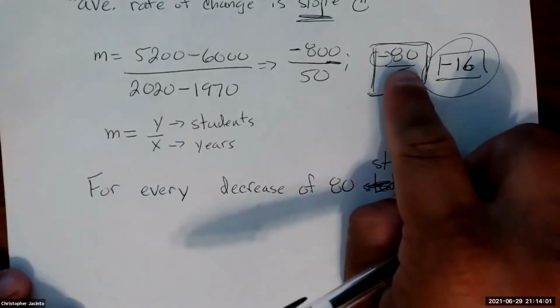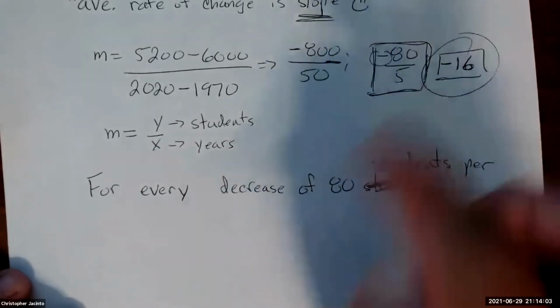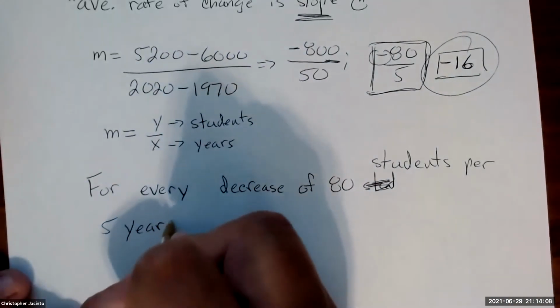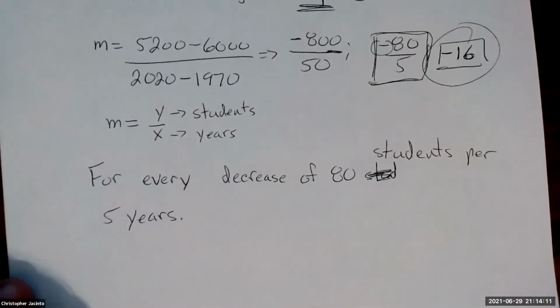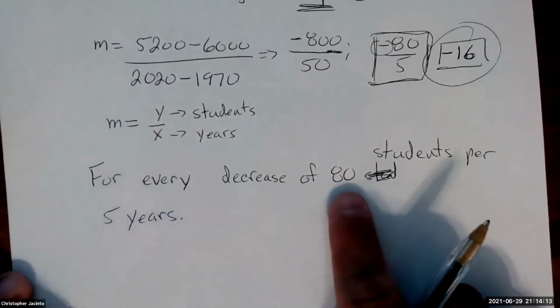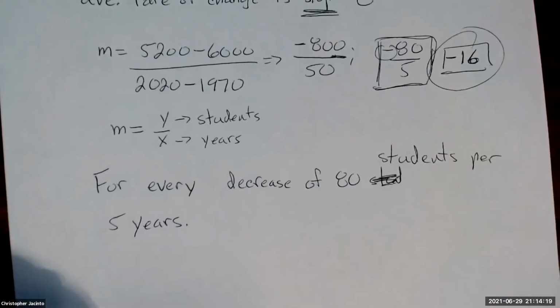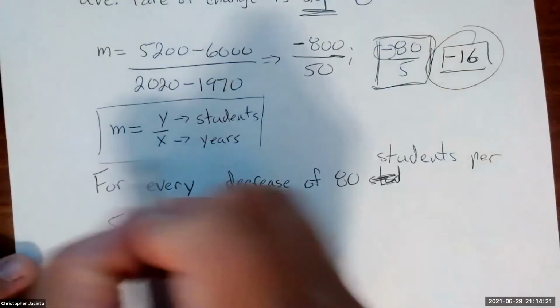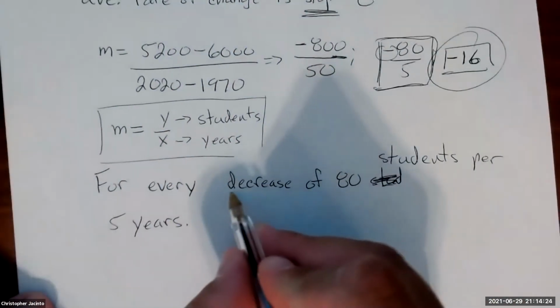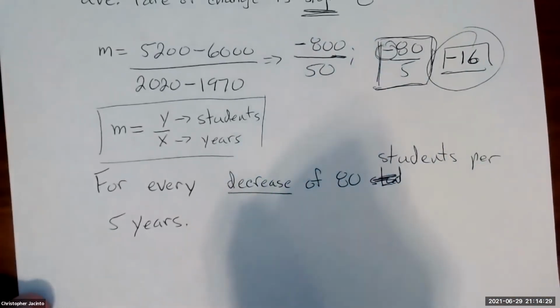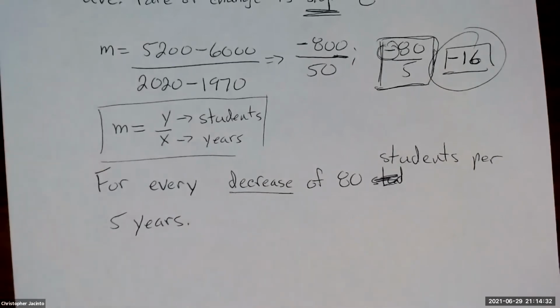the per means the division symbol. Per what? 5 what, though? Years. So that means there has been a decrease of 80 students per every 5 years when it comes to this model. That's always going to be the case when you're interpreting slope: decrease or increase depends on the sign. If this was positive, that would be an increase, so for every increase of 80 students per every 5 years. So it increased 80 students in 5 years, or in this case, it decreased by 80 students in 5 years.